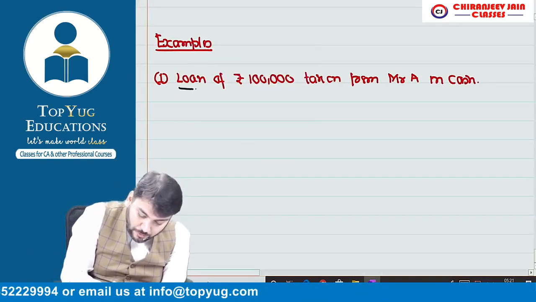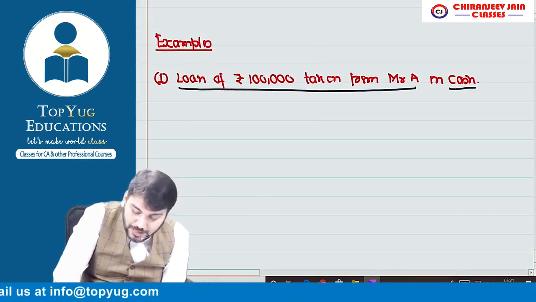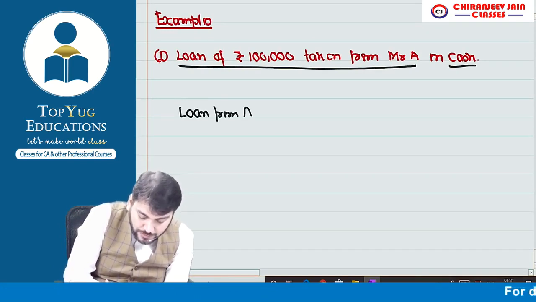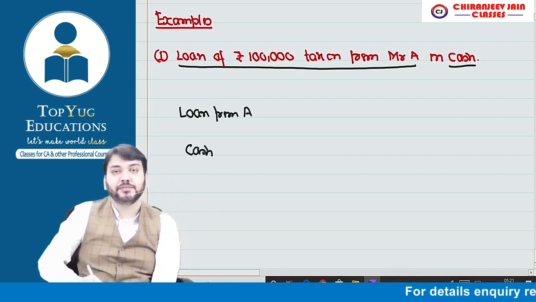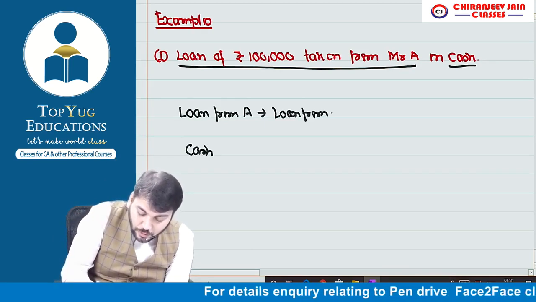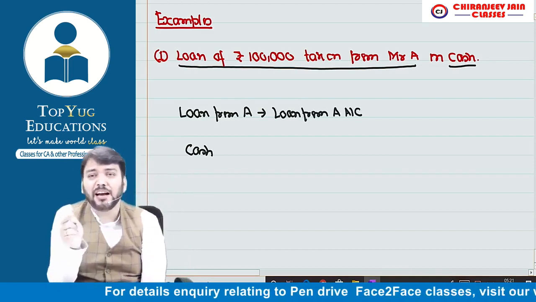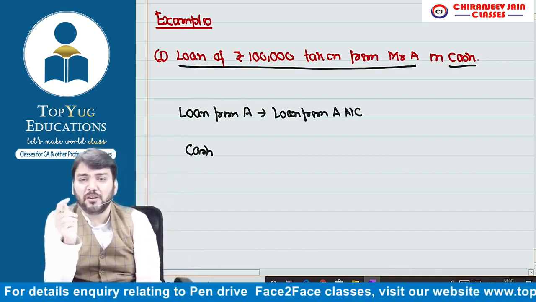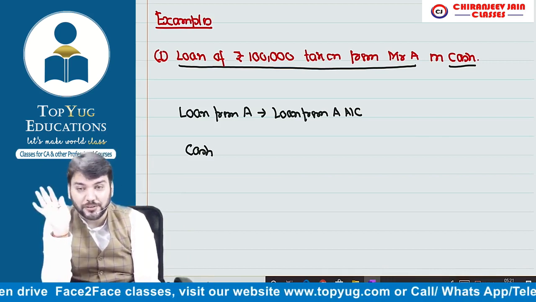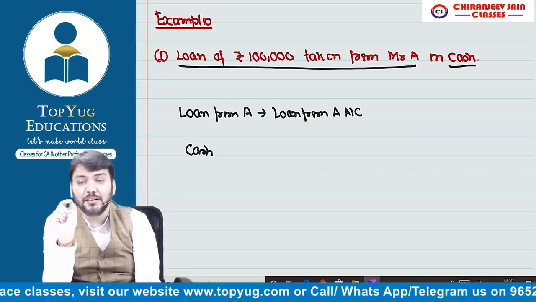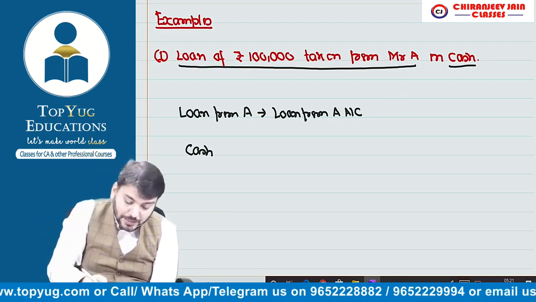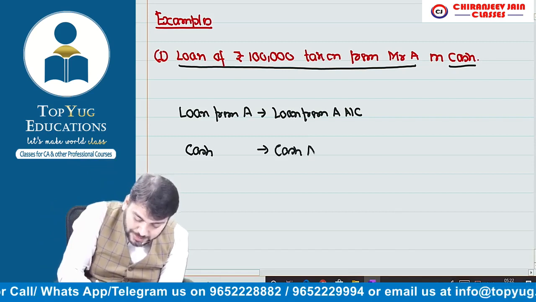There are two aspects. One is loan from Mr. A and the other is cash. So we need to write down loan from A and cash. Correct? Now for loan from A, we'll open loan from A account. You can also write A account, but it will not be understood why you opened A account. Therefore normally we write loan from A account. When you write loan from A account, it becomes a representative personal account. Whether it is a natural person, artificial person or representative personal account, the rules are the same. Correct? And for cash, you open cash account.